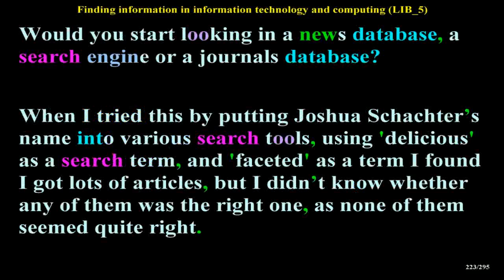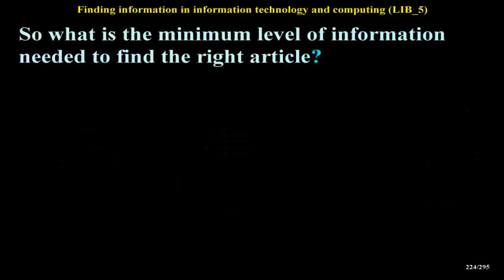Would you start looking in a news database, a search engine, or a journals database? When I tried this by putting Joshua Schachter's name into various search tools, using delicious as a search term, and faceted as a term, I found I got lots of articles, but I didn't know whether any of them was the right one, as none of them seemed quite right. So what is the minimum level of information needed to find the right article?